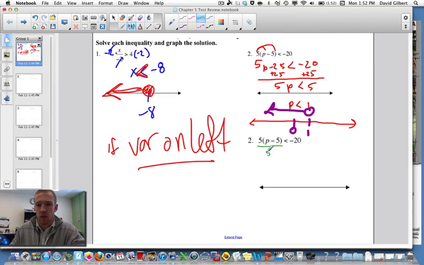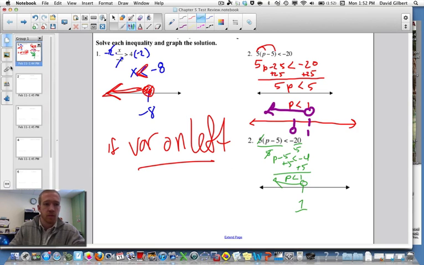A little bit more efficient way to solve this: if you divide both sides by 5, that reduces to p minus 5 is less than -4. If we add 5 to both sides, we get p is less than 1. Same result. And that would be an open circle to the left.